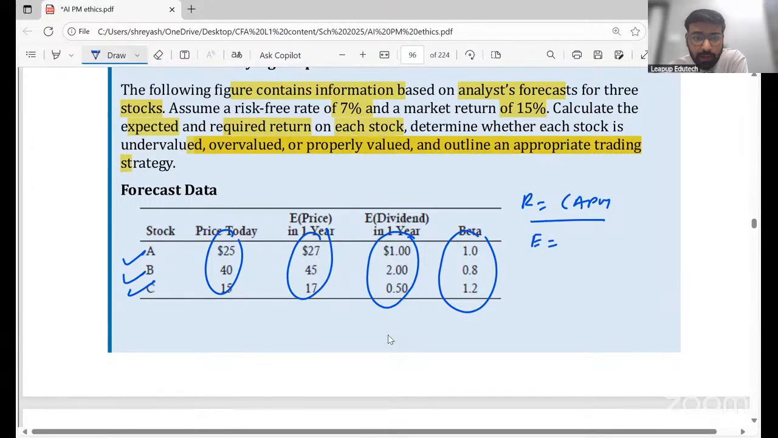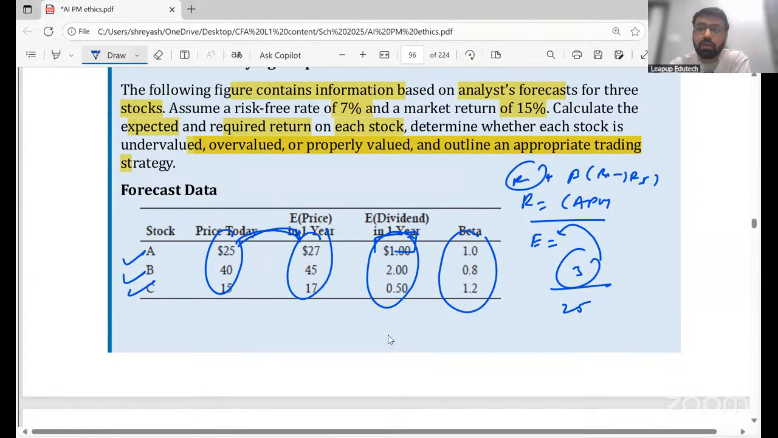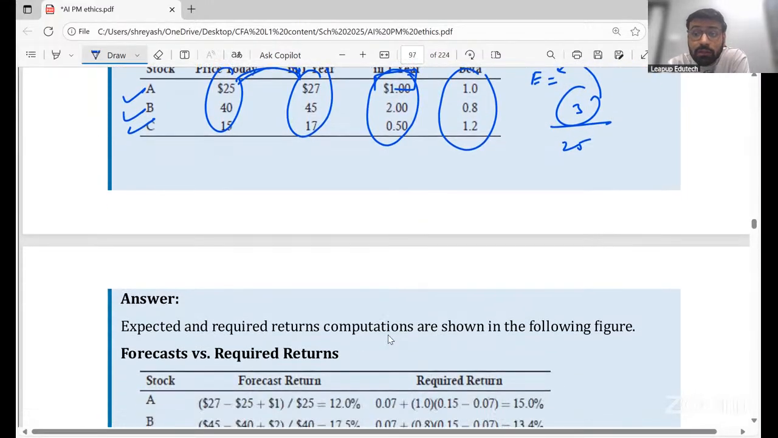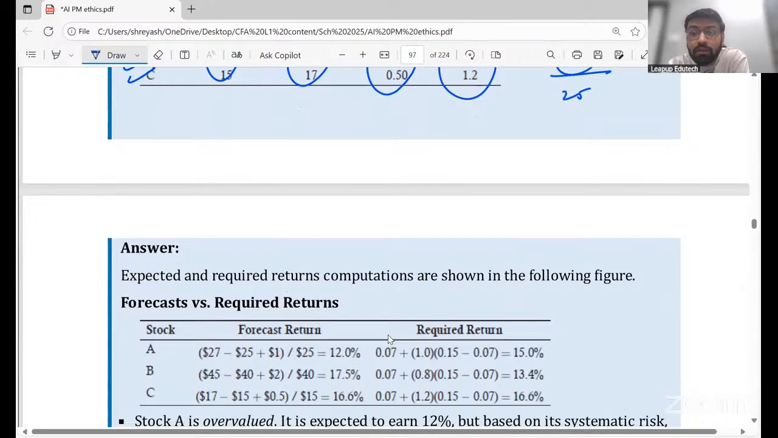Expected return is what we are expecting. We are expecting the price of this particular stock to increase by 2 rupees and also a dividend of 1 rupee. That means a total return of 3 rupees on a base of 25. This is what we are expecting. As per CAPM, which is beta into RM minus RF plus the risk-free rate, this is the return that is required for this particular stock. If the required return is more than the expected return which the stock might deliver, that means the stock is overvalued.